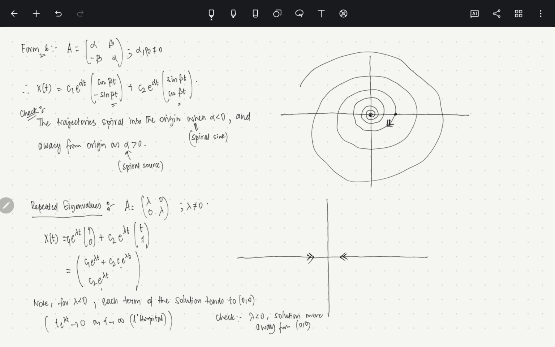Now we want to see what happens when c1 and c2 are non-zero. This part I want you to check yourself. Please check: if c1 and c2 are both non-zero, does the solution tend towards or away from the origin?